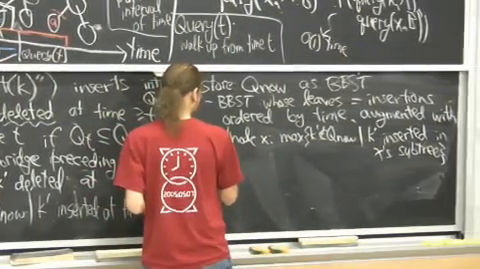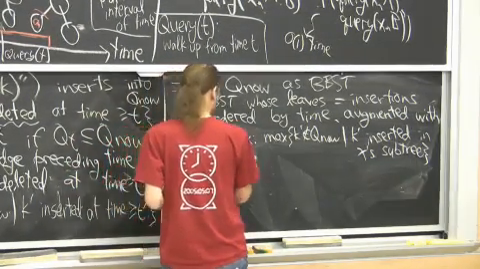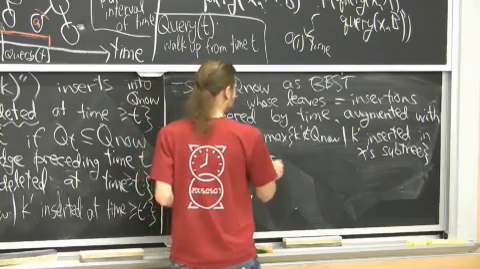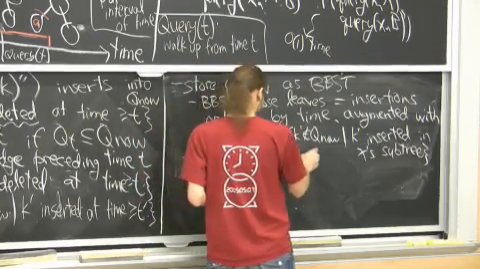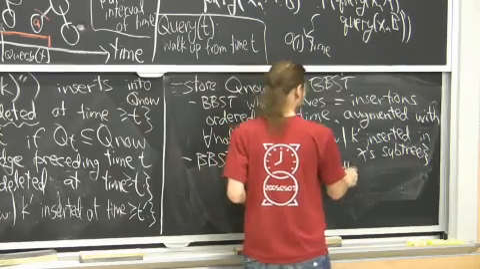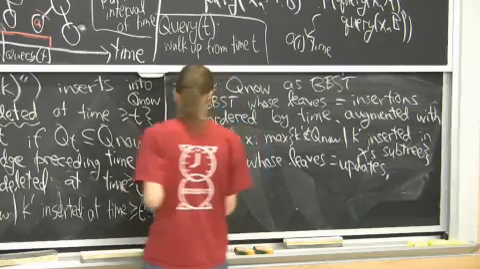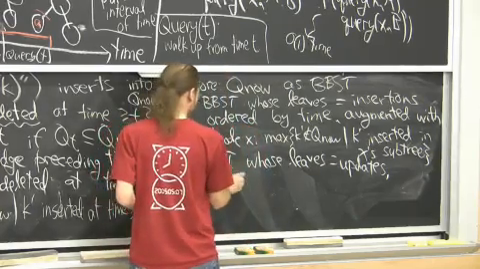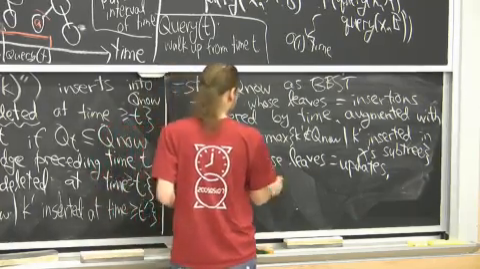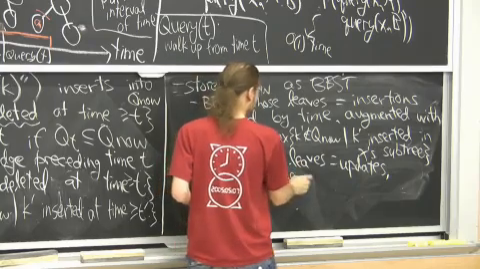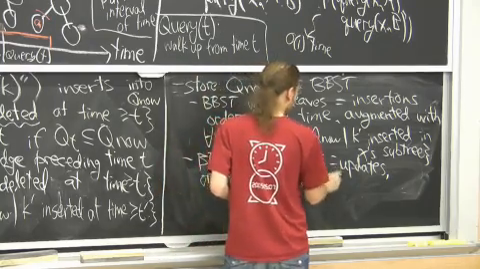Then we store another balanced binary search tree where the leaves are all the updates. Again, they will be ordered by time. And they'll be augmented.